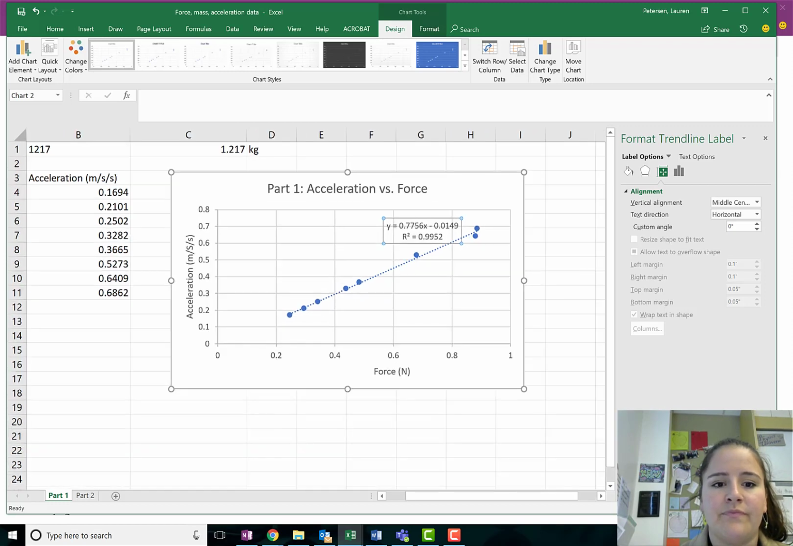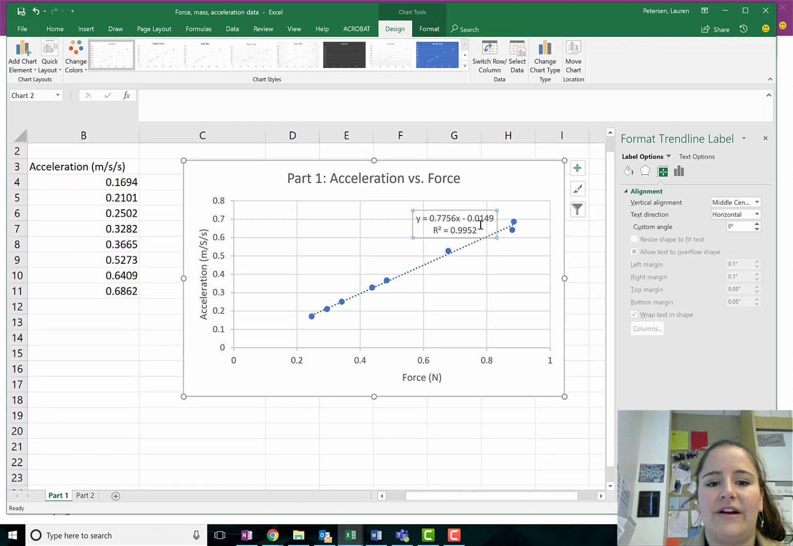If we look at that r squared value, it is 0.995. That's pretty good. Okay, 0.995, 0.99. That is a really good r squared value. That tells us that the linear is a good fit for our data.